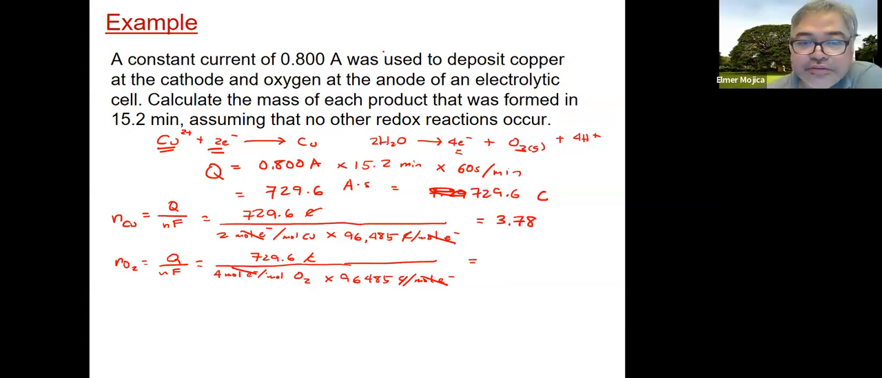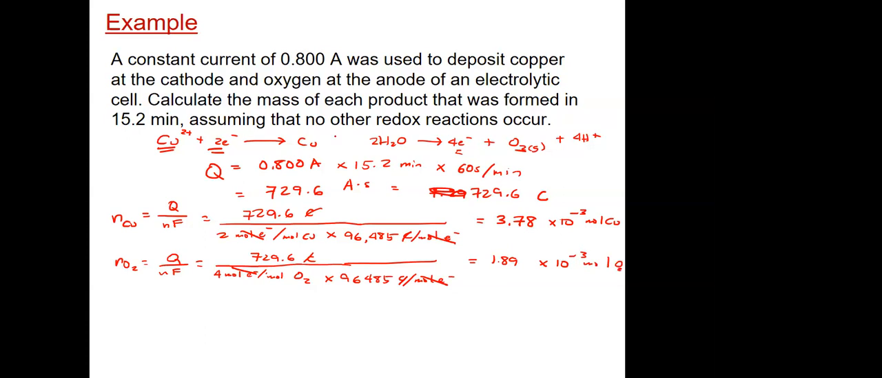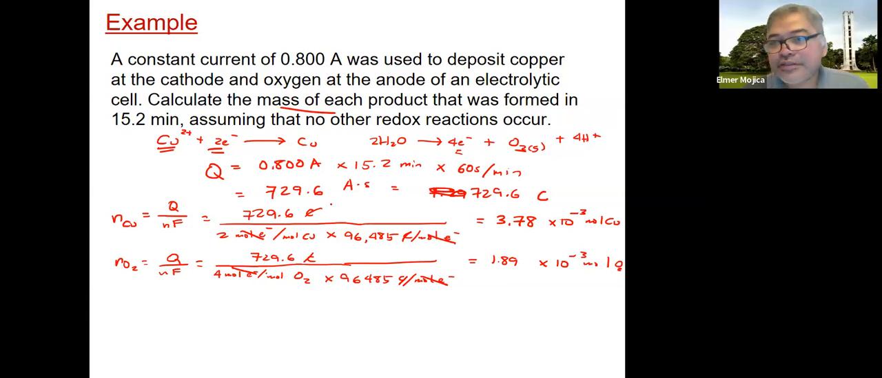So one would have 3.78 times 10 to the negative 3 moles of copper. And the other one is 1.89 times 10 to the negative 3 moles of oxygen. But we're not done, because the one that is being asked is the mass. So all we need to do is multiply it with the respective molar mass.